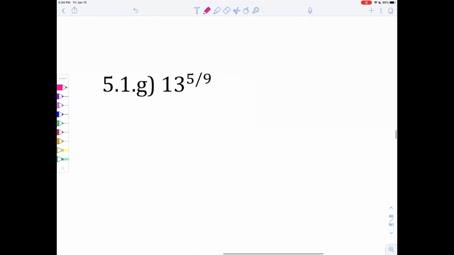And last but not least, starting with my radical, again, my denominator is my index. So I have 9 as my index. My base is 13. And my exponent would be 5, which is the numerator.